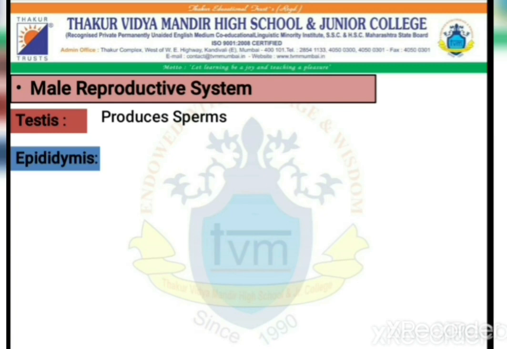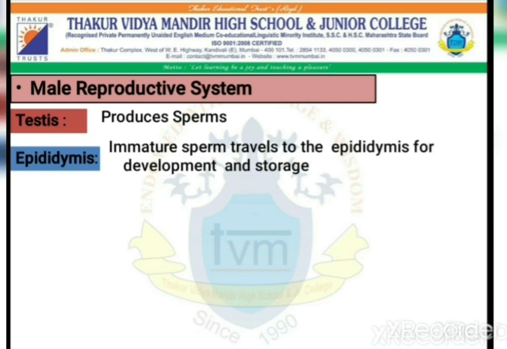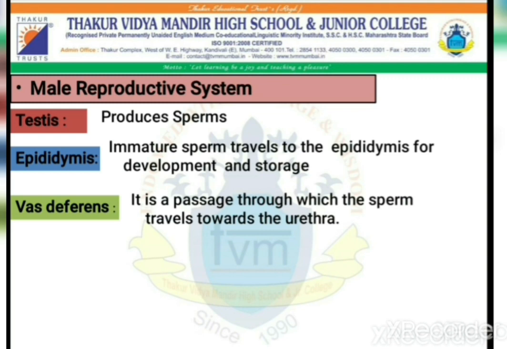Then the epididymis. The function of the epididymis is to store the immature sperms. The sperms which are formed in the testis are stored in the epididymis. The next part is the vas deferens. The vas deferens is responsible for the passage through which the sperms travel towards the urethra. That is the two tubes which are present on both sides of the penis and which are responsible for passing the sperms from the epididymis in the upward direction.